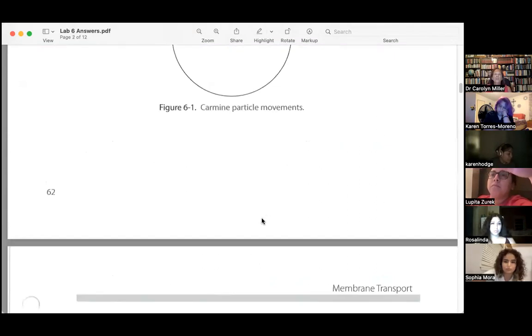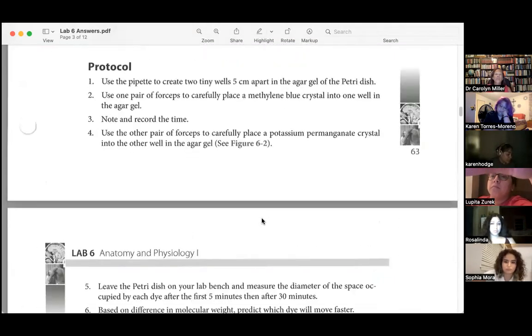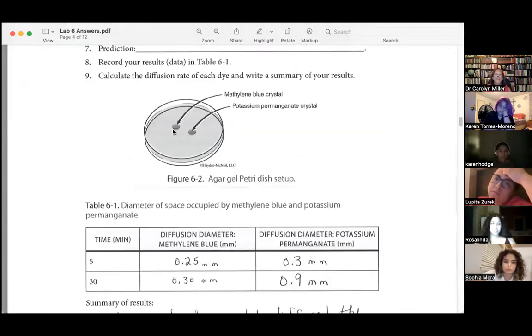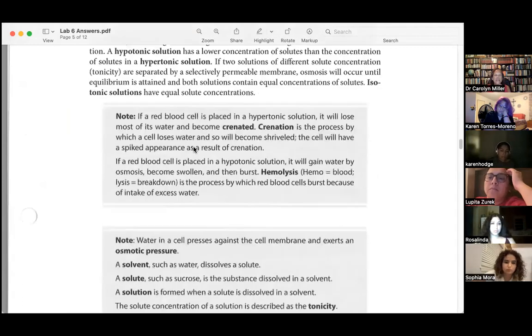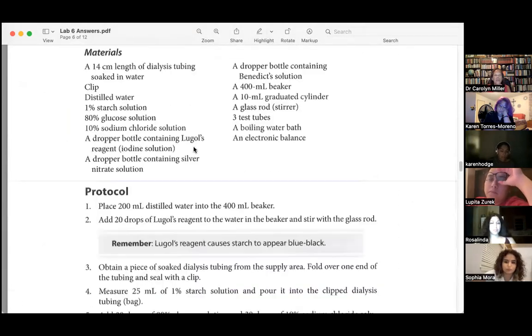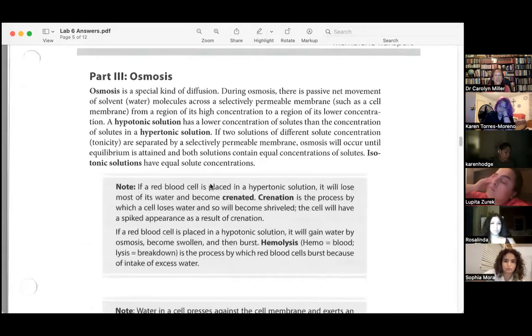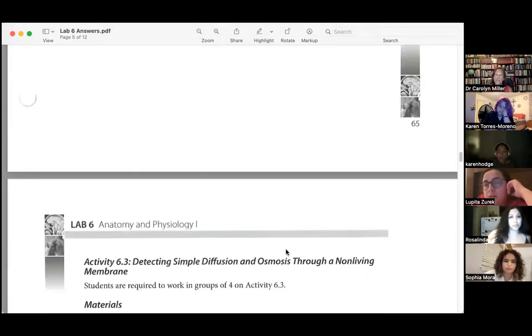We talked about solid in a solid. So the solvent is the agar. The crystals, a solid, also is a solute. And the smaller molecular weight diffuse the fastest. We talked about hypotonic, hypertonic, and isotonic. Hypertonic crenates and hypotonic burst, or we call it, because red blood cells rupture, it hemolyzes.